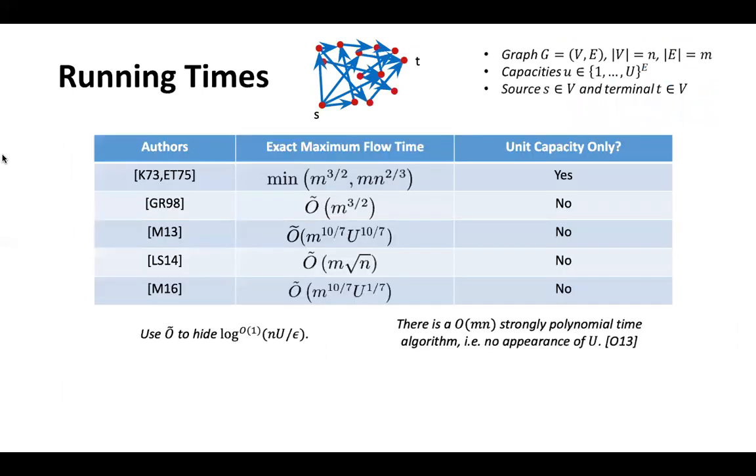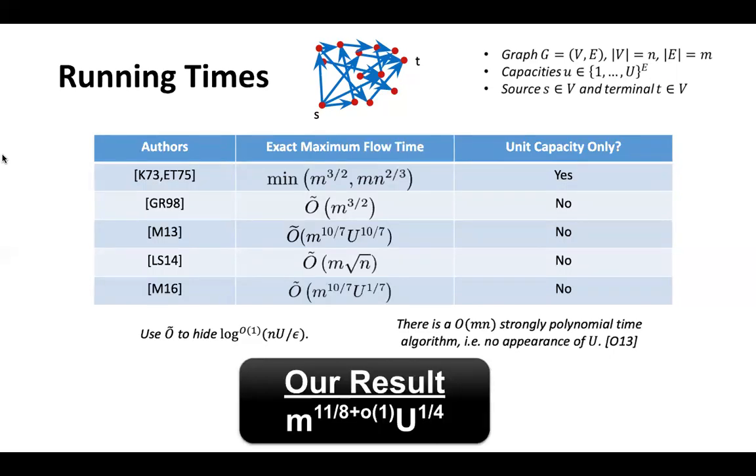As for what's known, following the early work of Karzanov and Tarjan, which showed that on unit graphs you can achieve an m to the 3/2 max flow time, this was extended to weighted graphs with a logarithmic dependence on weights by Goldberg and Rao. Madry in 2013, in a breakthrough result, broke through the m to the 3/2 barrier for unit weight graphs. Additionally, Lee and Sidford have shown that you can get m root n instead of m root m. And in 2016, Madry improved the capacity dependence, though still polynomial.